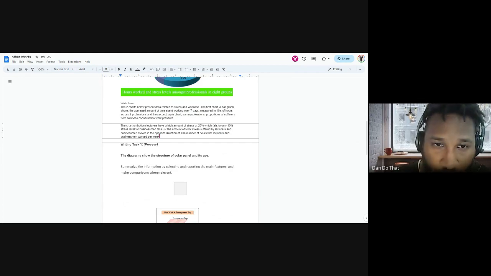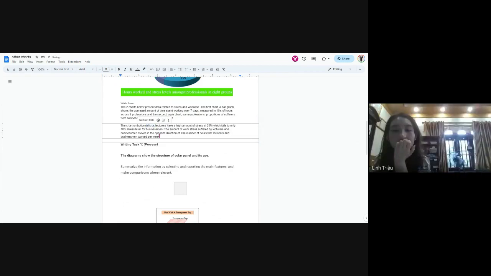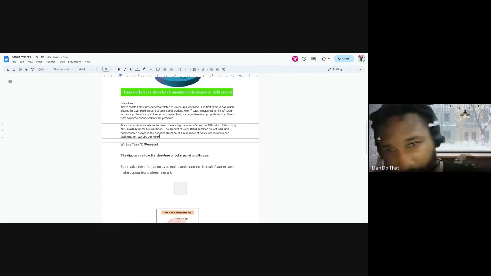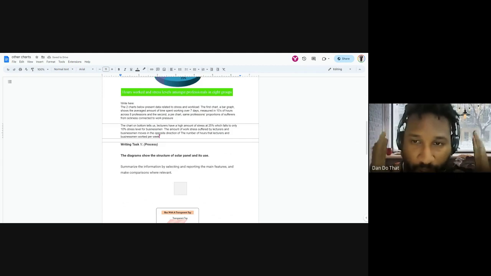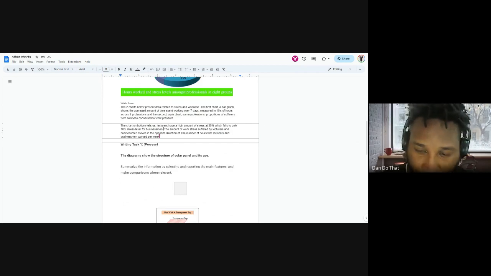So the chart on the bottom tells us that lecturers have... I would write that. You can write that, but you don't have to. You can just put a comma. Lecturers have a high amount of stress at 25%, which falls to only 10% stress level for businessmen.